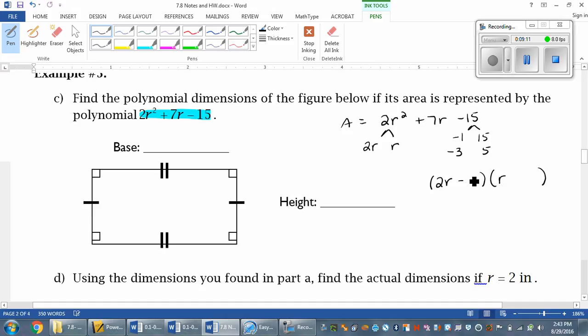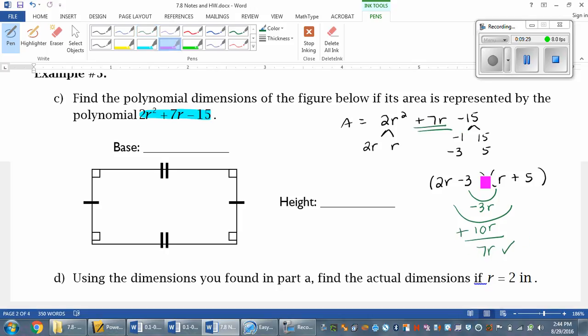Let's try negative 3 and positive 5. But I do not know if this is right until I check my inners and outers, which is what I'm doing right now. So my inners multiply to negative 3r, outers multiply to 10r. Look, when you add those together, you get 7r, which is exactly what you wanted. So right here, one will be my base and one will be my height. Again, it doesn't matter which one you choose for the base and the height. So let's choose my first one as my base. So I have 2r minus 3, and my height will be r plus 5.